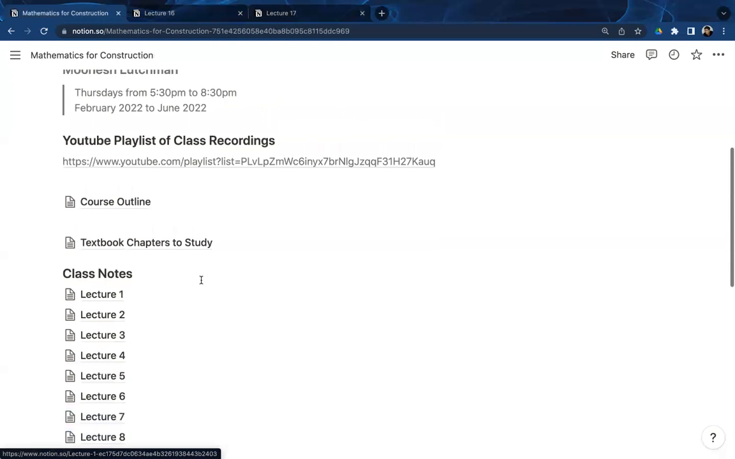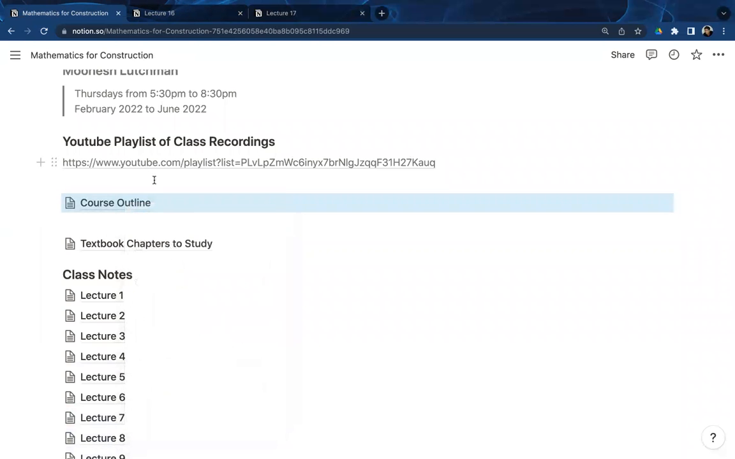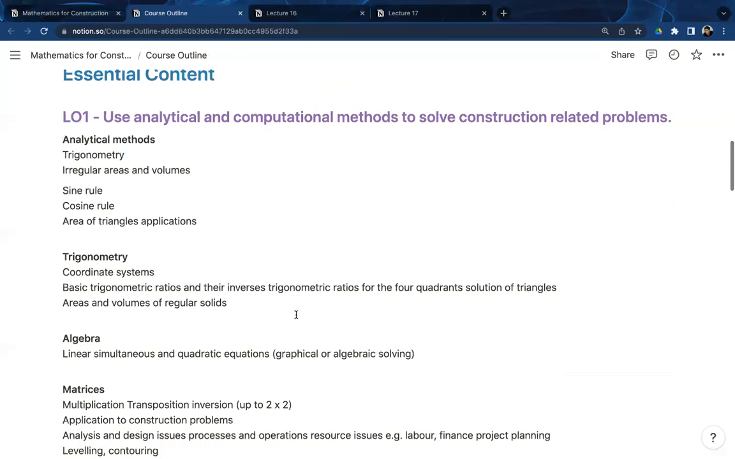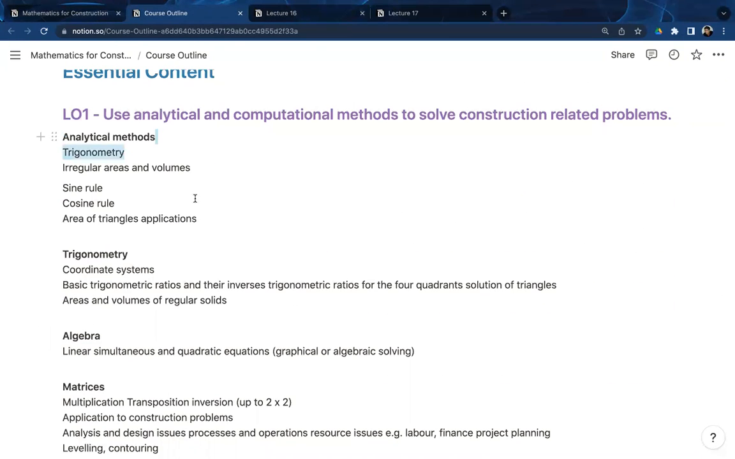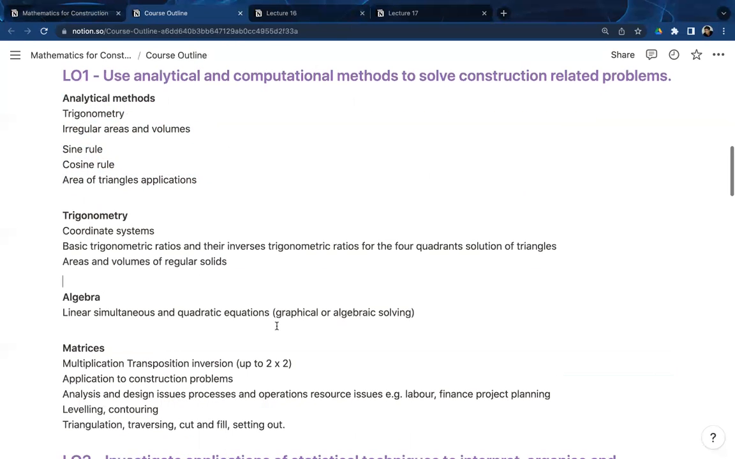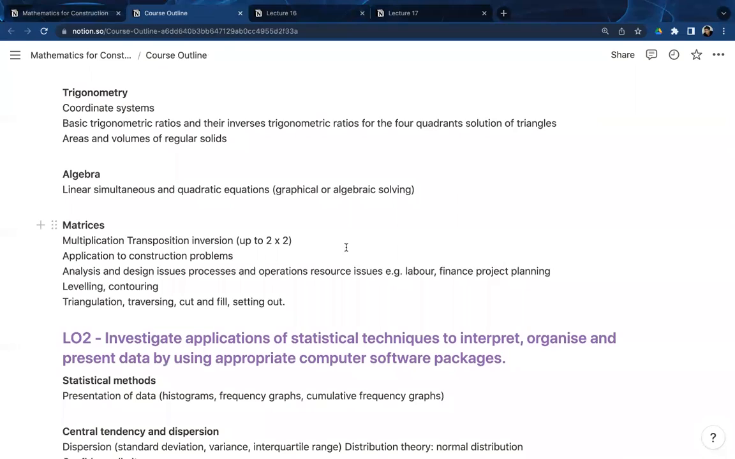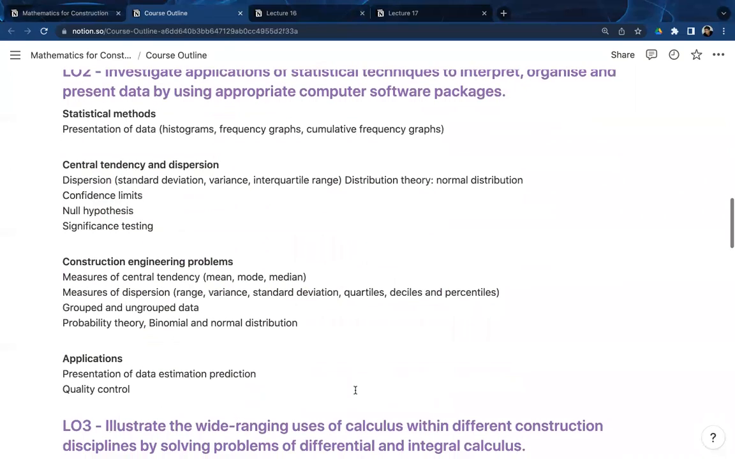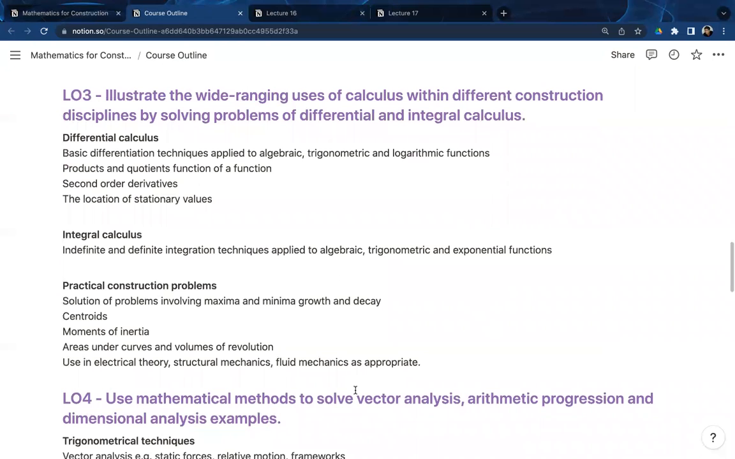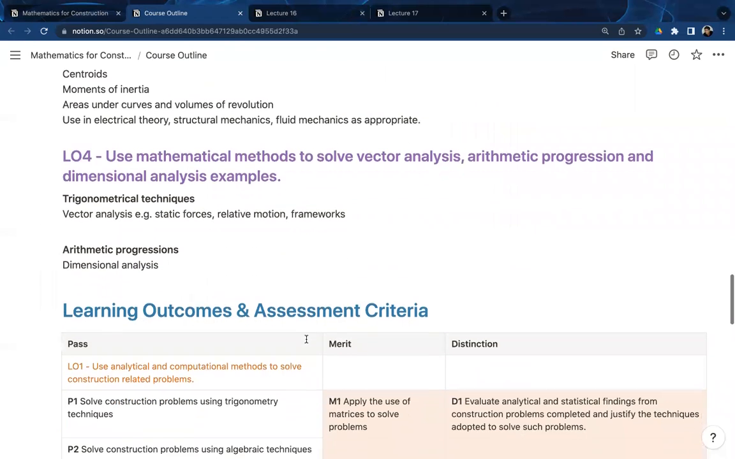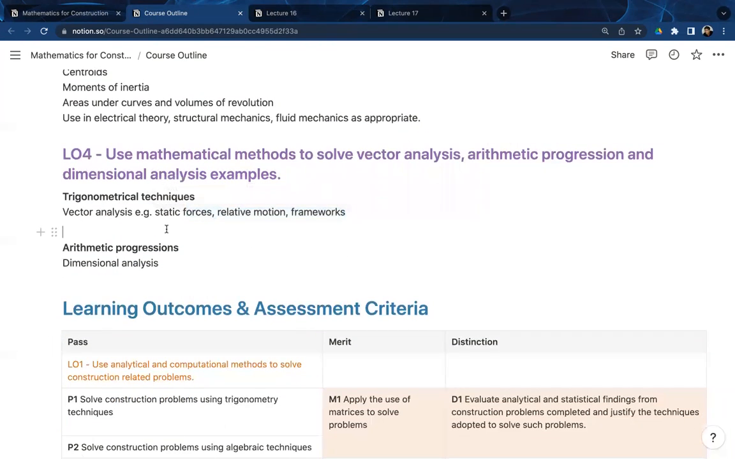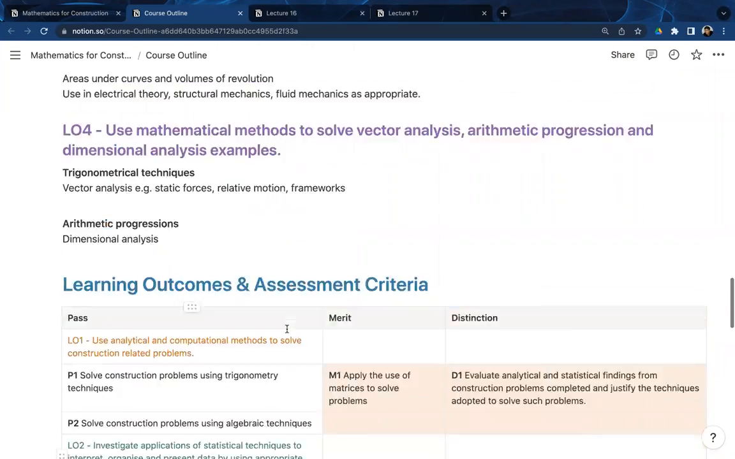So where we at? Course outline. Let's look at the course outline. We basically do all of this here. All the analytical methods, the trigonometry, the algebra, the matrices, LO2, forget that for now, LO3. We do the calculus, the integration, did some applications. LO4, we did trigonometry, vectors. Basically, it's a cosine rule, right? We did APs, and we'll do some dimensional analysis towards the end.